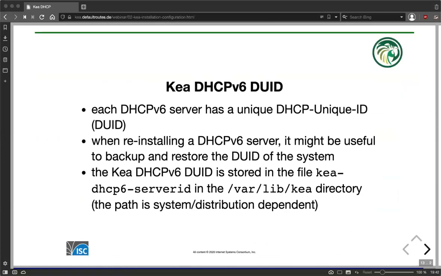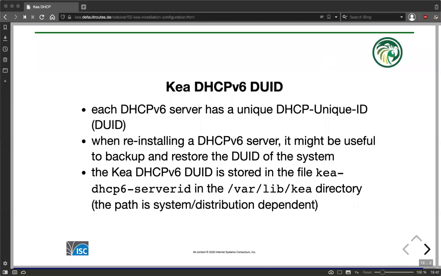One difference is that in DHCP v6, every server has a unique ID, the DUID. And if you ever reinstall your DHCP v6 server, because you might do a completely full upgrade of your operating system or such, and you wipe the previous installation, it is a good idea to back up first the DUID from the system, so that all the clients will just recognize the new server as being a replacement for the old server.